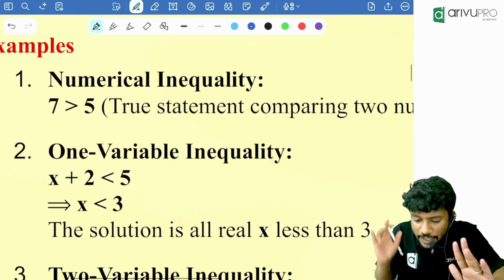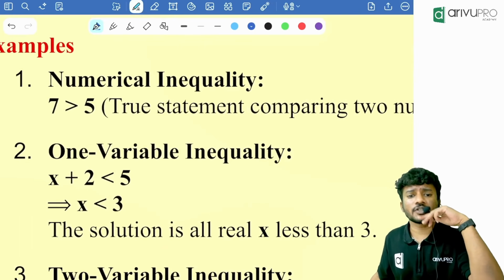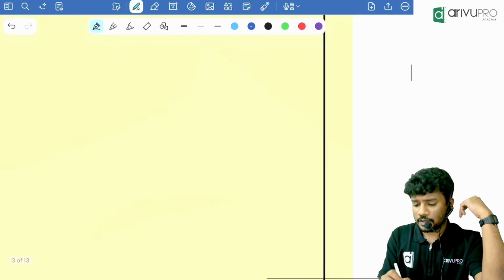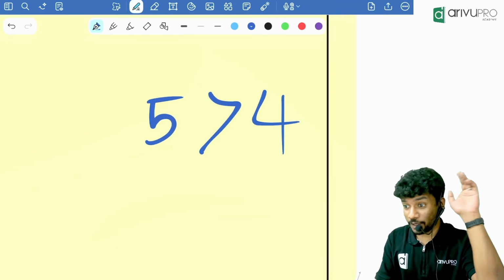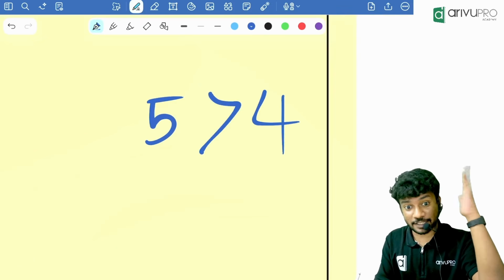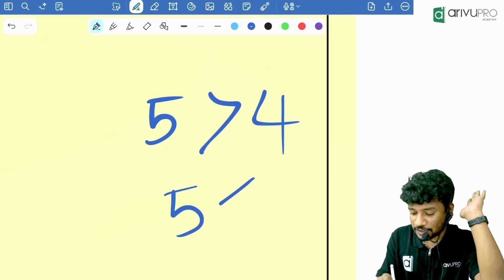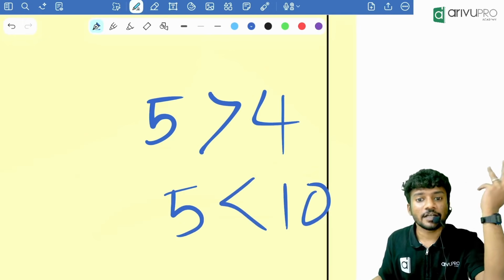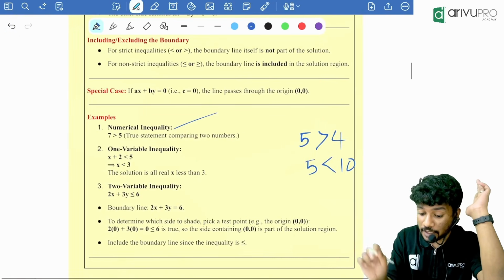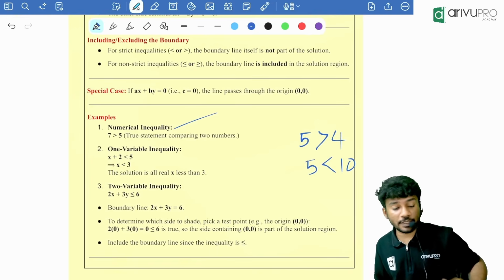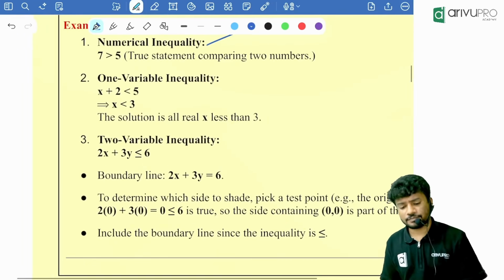Now, numerical inequality. Numerical inequality means we are comparing numbers. Now people, is 5 greater than 4? Yeah, I already spoiled it for you, and your math teacher spoiled it long back. 5 is greater than 4. Now people, 5 is less than 10. Is that correct? That is also correct. So such type of inequalities, when numbers are involved, is called what people? Numerical inequalities.